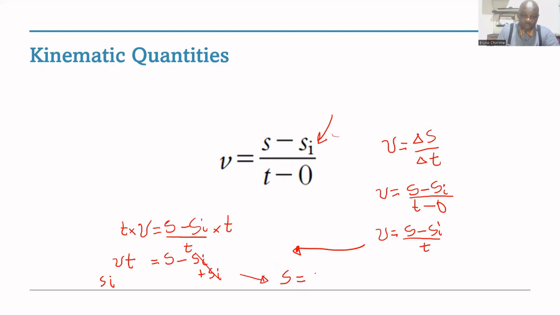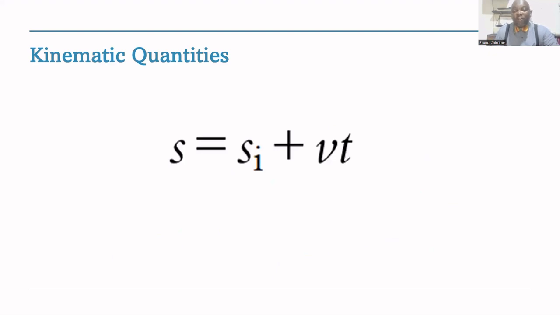As long as we have a constant velocity, the velocity doesn't change, we can always tell where the object is at any given moment using this very important equation. So this is the first equation that will help us in kinematics, in motion, in movement.